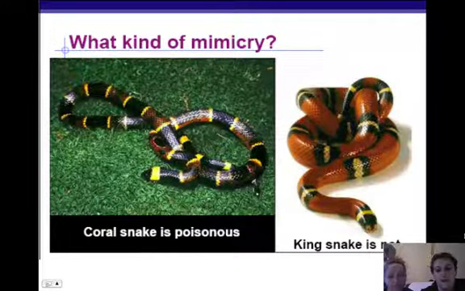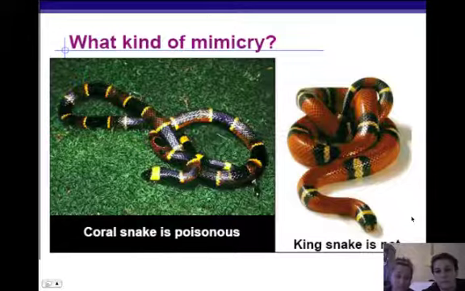Okay, so here's another example. It says the coral snake is poisonous, the king snake is not. So what kind of mimicry would this be? This would be Batesian mimicry. They look very similar, but one is very poisonous and the other one is not.